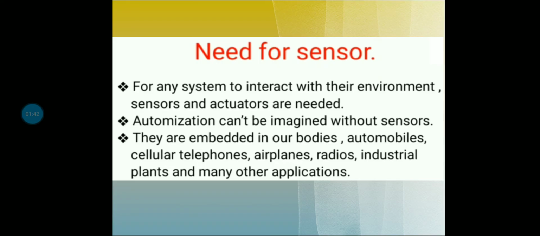So what is the need for the sensor? For any system to interact with the environment, sensors and actuators are needed. Automation can't be imagined without sensors. They are embedded in our bodies. Automobiles, cellular telephones, aeroplanes, radios, industrial plants and many other applications require sensors.